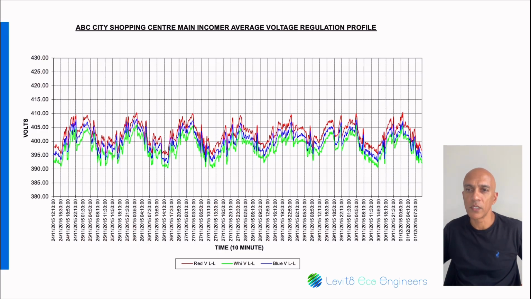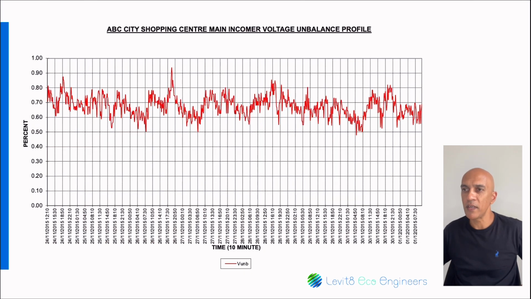Around 400 volts. So plus 400 volts and minus 400 volts, by what percentage is your voltage deviating? This is a 7-day profile in the example that I'm providing you.